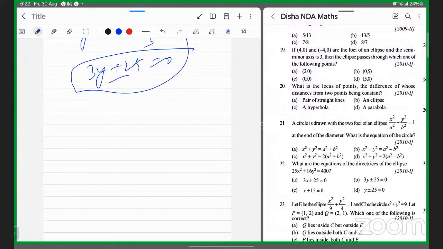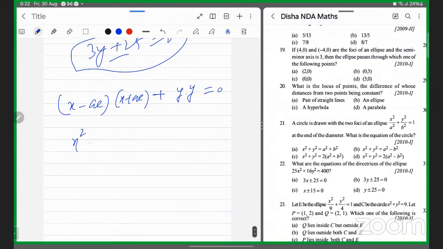A circle is drawn with the two foci of the ellipse at the ends of the diameter. So (x minus AE)(x plus AE) plus (y minus 0)(y minus 0) equals 0, right? This will be x square minus a square e square plus y square equal to 0.